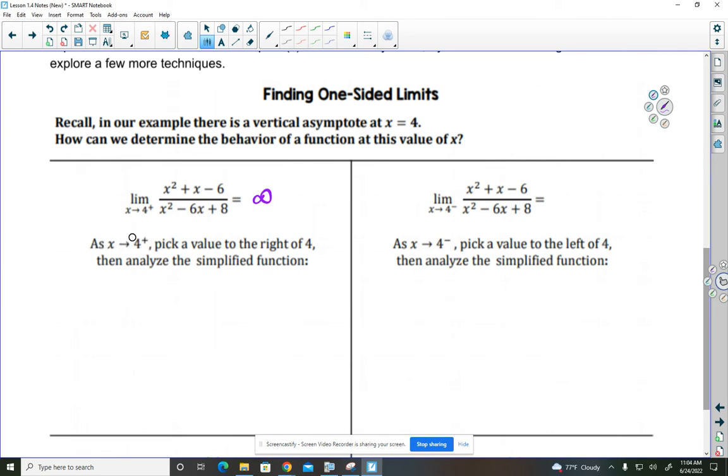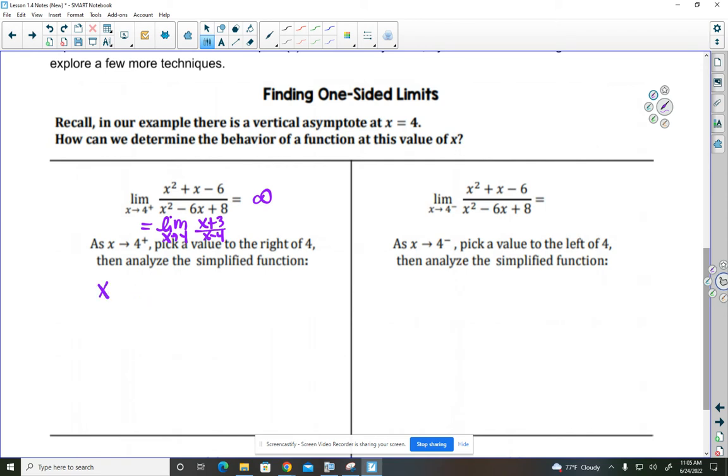So as x approaches 4 from the right, we're going to pick a value to the right of 4. I'm not talking about 5 or 6 or 7, I'm talking directly to the right. Then analyze the simplified function. We know that this limit does in fact equal our simplified version, which was x plus 3 over x minus 4. So if we use the simplified version, I'm going to do this instead.